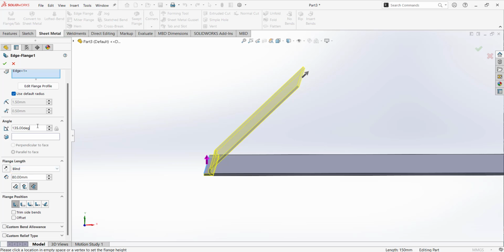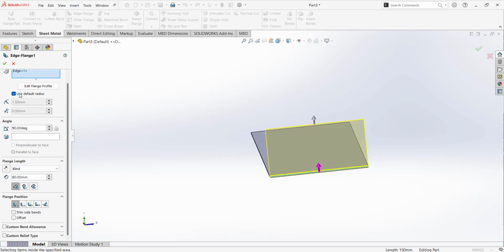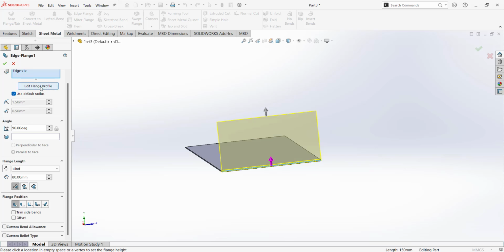I'll again put up the value for the angle as 90 degrees. Next, if I want to edit the radius of the bending, then I can turn off this option and go for the editing option for the bend radius. You can also edit the edge flange profile from here. Select the edge flange profile.